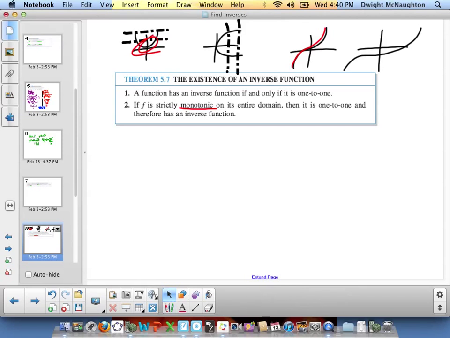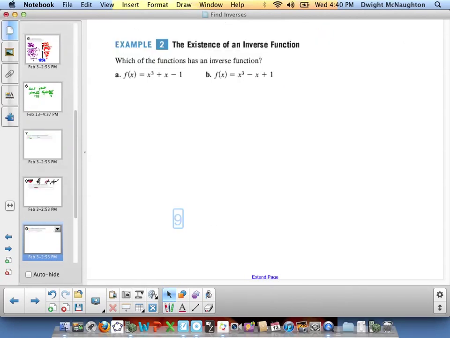So if we take a look at our next problem, verify which of these functions has an inverse function. Well, we can't find the inverse function of these. It's kind of hard. It's a cubic. But we can show that it's monotonic, meaning it's always increasing or always decreasing, always going up or always going down. And we do that, increasing, decreasing, with the first derivative.